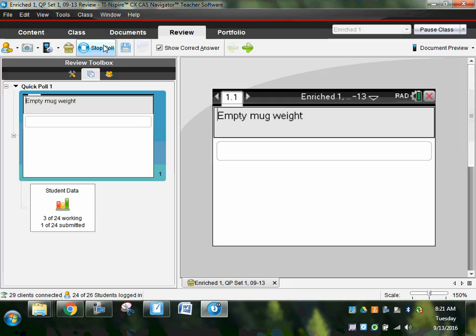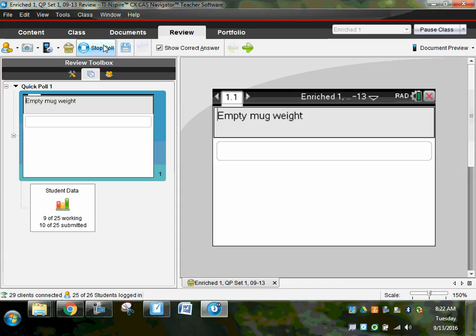Do we just have to put in the number? Yep. You don't need the units, just the number. Got 9 of us, 10 out of 24. 17, 18, 19. Go through and enter it if you haven't. 20. 21.